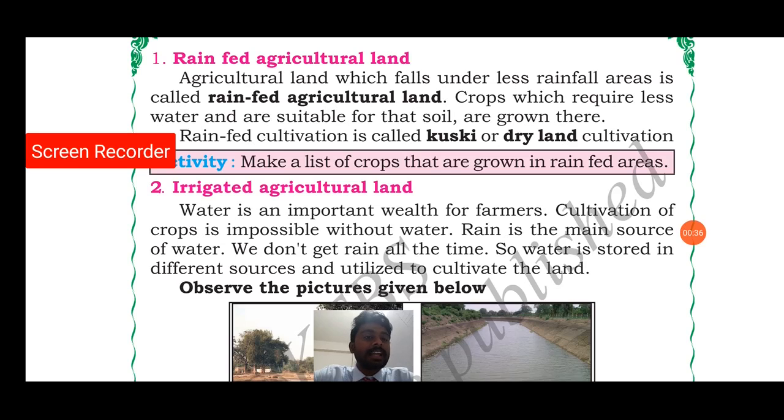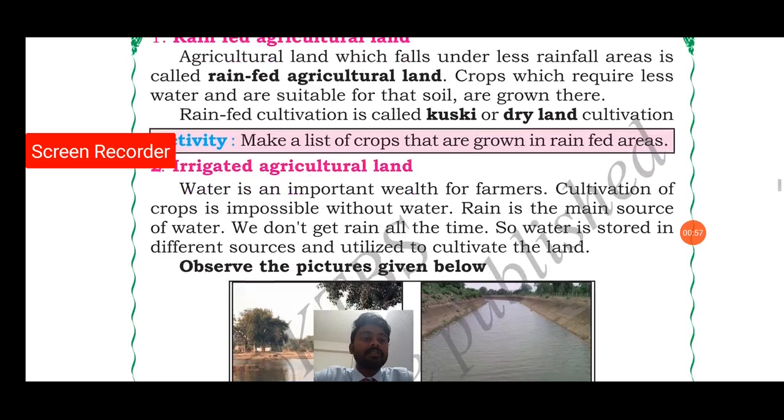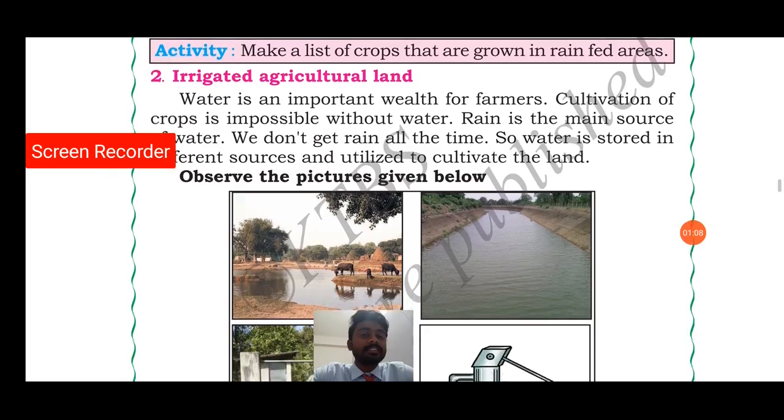The agricultural land which falls under less rainfall areas is called rain-fed agricultural land. You know this already from the last class. Crops which require less water and are suitable for that soil are grown there. So rain-fed cultivation is called khushki or dryland cultivation. In the last class we discussed these things, but today I will start something new.